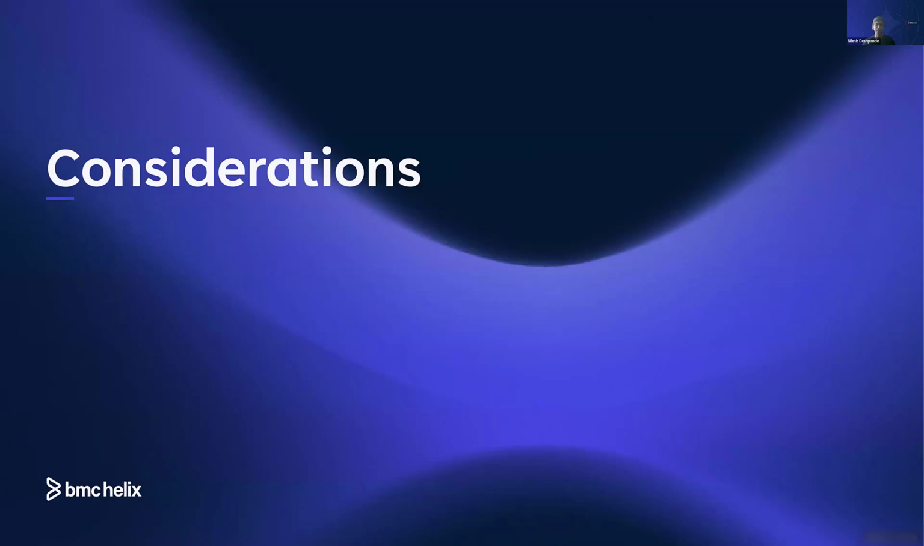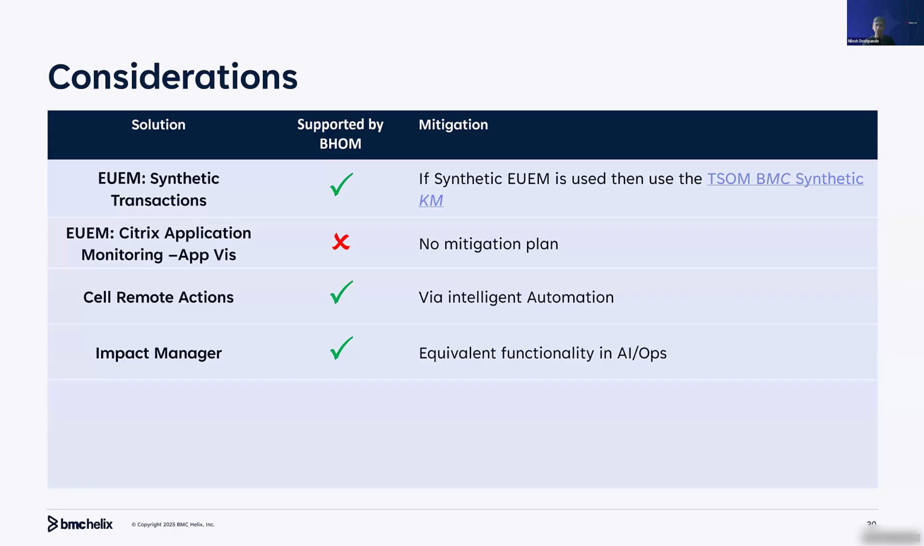I'm going to the consideration screen. EUM, synthetic transactions, this is done via the KM in BHOM. The Citrix application monitoring, which was there in App Visibility, there is no migration plan, but most of the things that you wanted to do with it should be able to be completed via the synthetic monitoring or using the open REST calls.